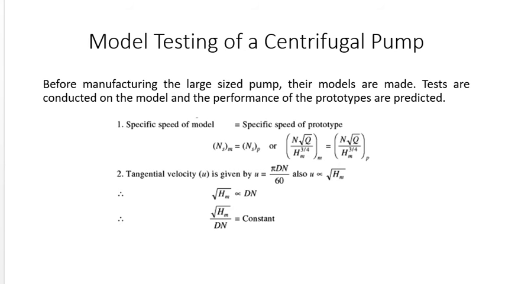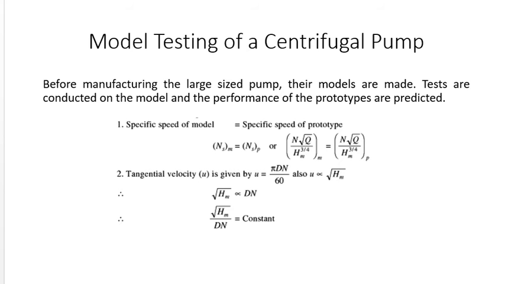The complete similarity between the model and the actual pump will exist if the following conditions are satisfied. So what are the conditions? First condition is the specific speed of the model is equal to the specific speed of the prototype. Specific speed is N root Q upon Hm to the power 3 by 4. Here M represents model and P represents prototype. So the specific speed of the model is equal to the specific speed of the prototype.